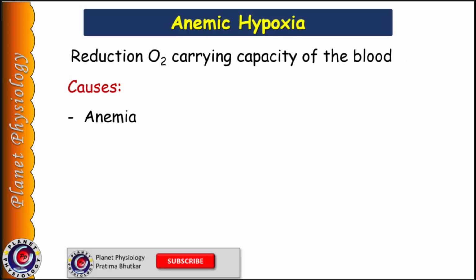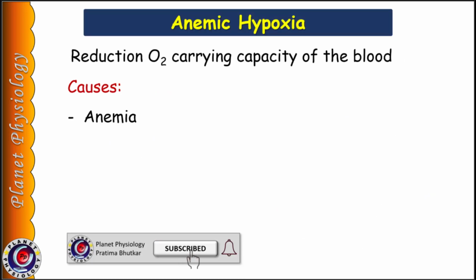Now coming to the second type of hypoxia, anemic hypoxia. In this case, inspired PO2 as well as diffusing capacity of the lungs is normal, but blood cannot pick up enough oxygen due to decrease in hemoglobin content. Hence, anemic hypoxia is due to reduction in oxygen carrying capacity of the blood.